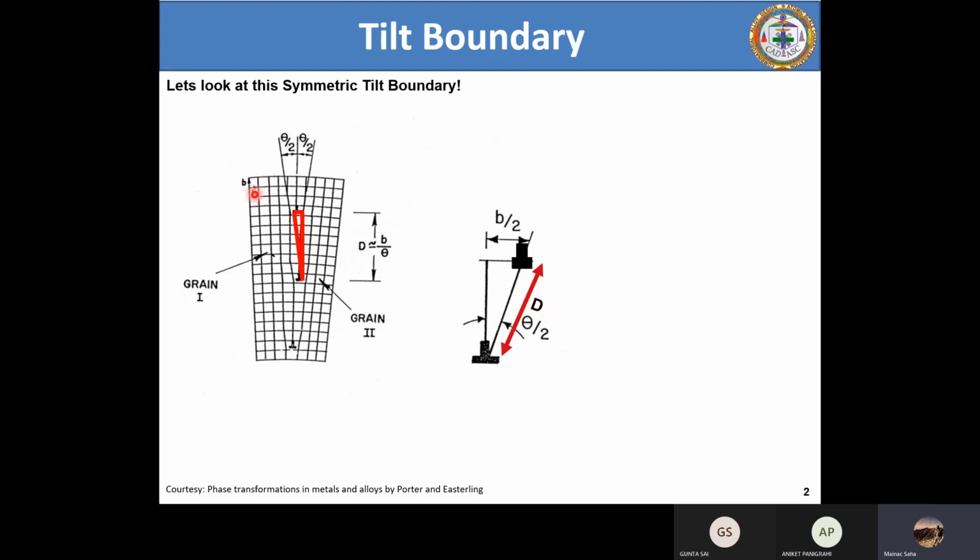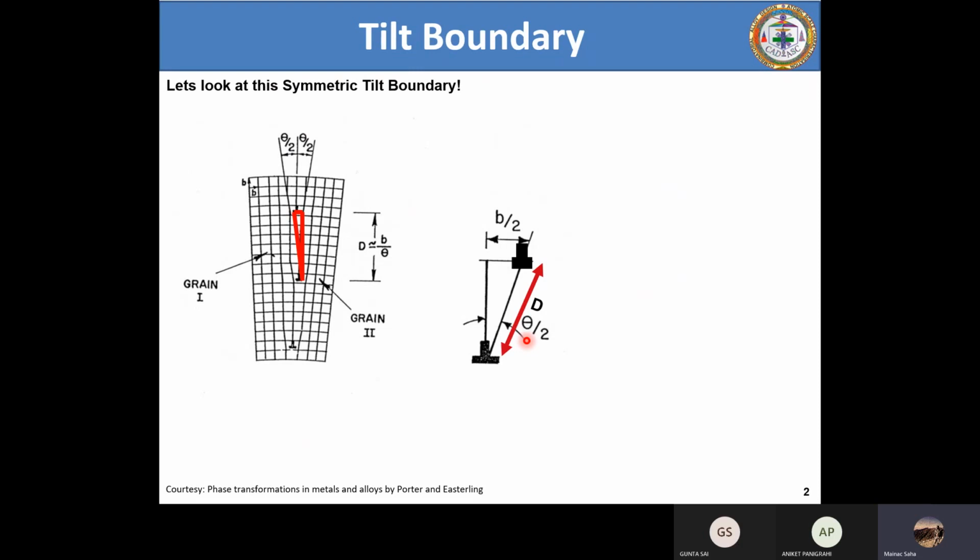Now if you look at B, I already taught that B is nothing but the Burgers vector, a lattice translational vector. Now if you look at this dislocation and this dislocation, what is the horizontal shift or horizontal distance between them? The horizontal distance is nothing but B by 2, isn't it? So if you look at B by 2 and this is D, since people always try to make things simple, they have tried to put a model.